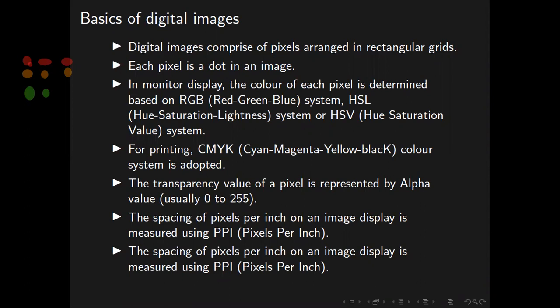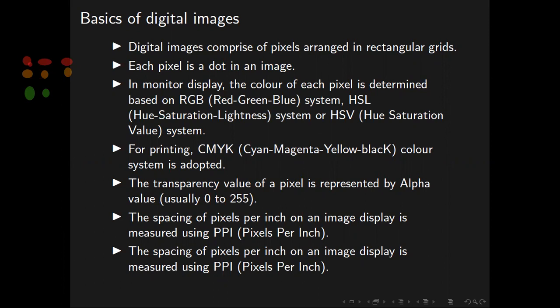Then HSL, hue, saturation, lightness. Hue means you take a basic color, red, green, or blue, and then saturation, how dark the color should be, and lightness, how light the color should be. You can control hue, saturation, and lightness. This is another system. Then HSV, hue, saturation, value. HSV is another system used for monitor displays.